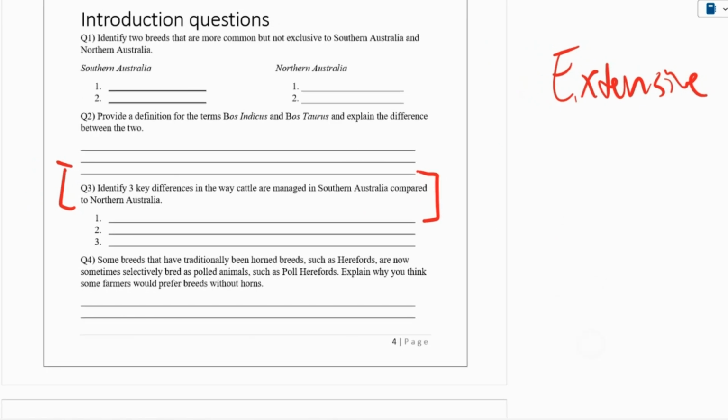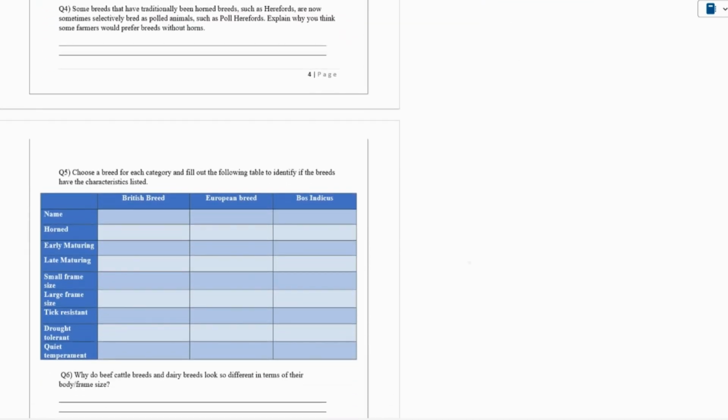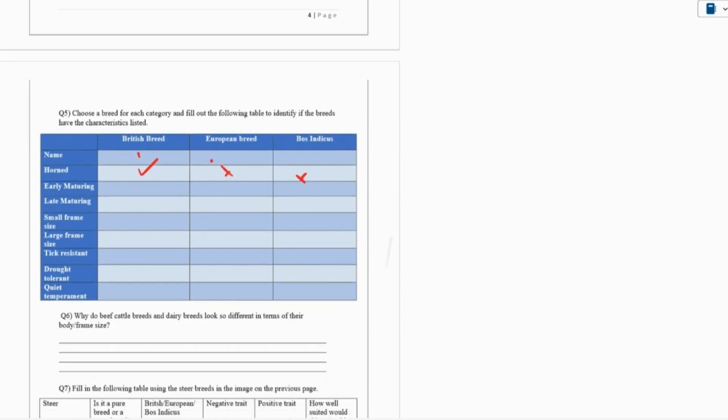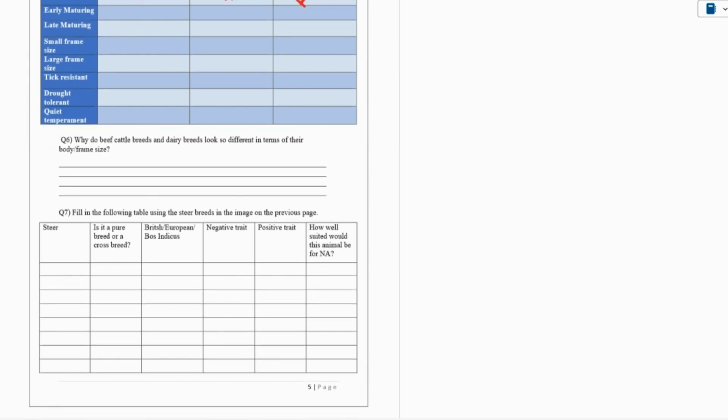That's beautiful. Your work today is to spend some time on this. Beautiful. Put a couple of breeds in here. Chuck in Hereford. Chuck in a European breed here like Simmental, and then put Brahmin in here. And then say, is it horned? Well, Hereford isn't. Those guys aren't. Early maturing, late maturing. Go through and work this out.